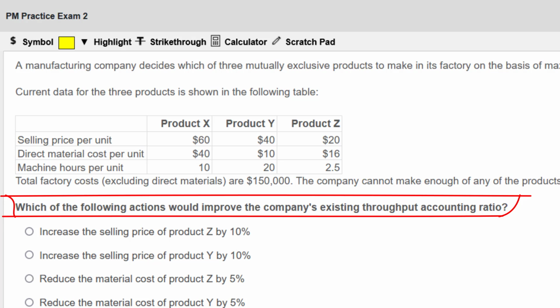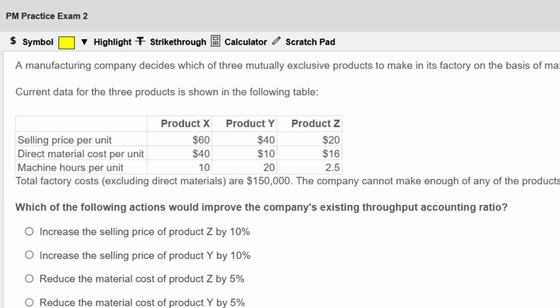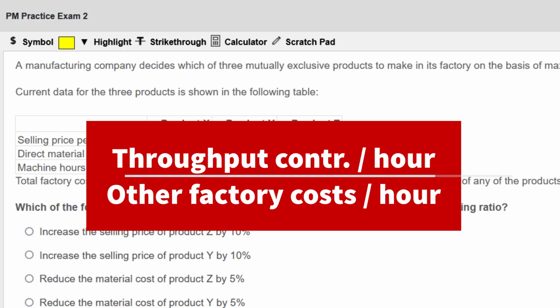So we are looking at specialist management accounting techniques. We're looking at throughput accounting. This is one of the tricky formulas that you need to memorize. They don't give this to you in the exam. So I will jot down on the scratch pad the formula of the throughput accounting ratio. And we know that it's throughput contribution per hour over other factory costs per hour.